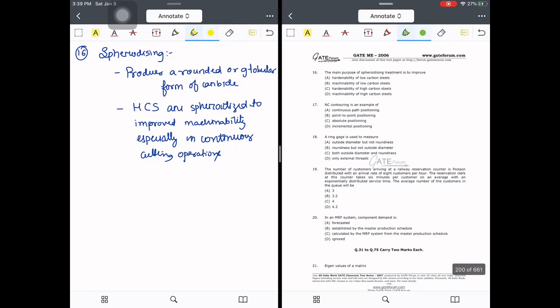Okay, so question number 15. The expendable pattern is generally used for investment casting.